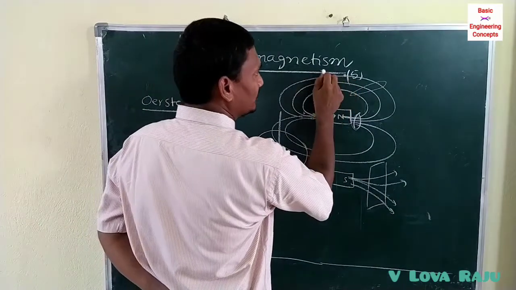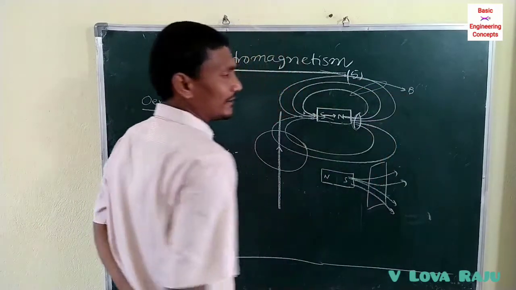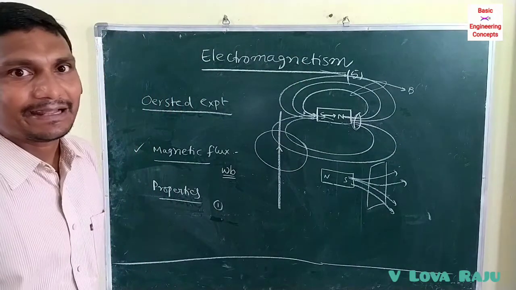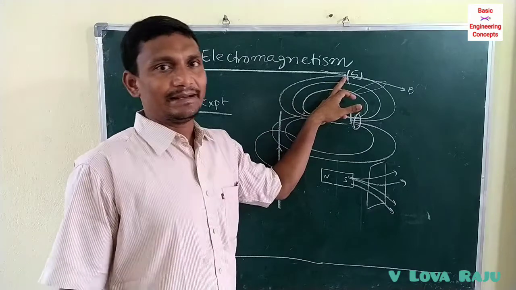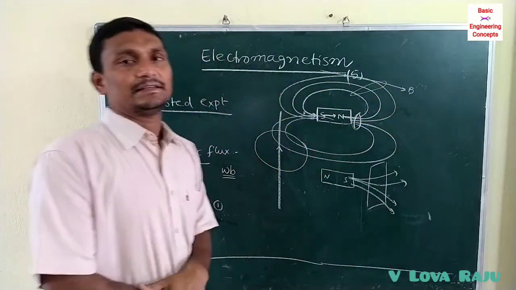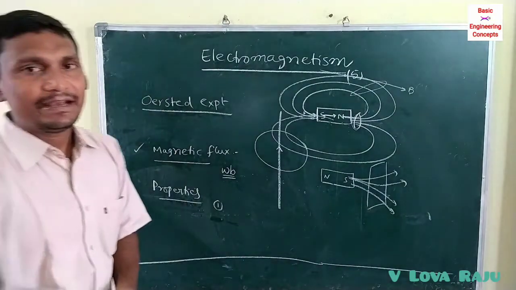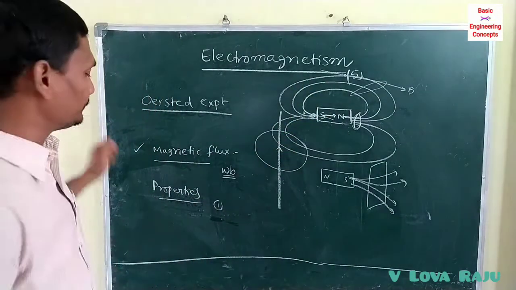A tangent drawn to a magnetic field line gives the direction of the magnetic flux density or magnetic field induction. A tangent drawn at any point on a magnetic field line gives the direction of the magnetic flux density or magnetic field induction strength.